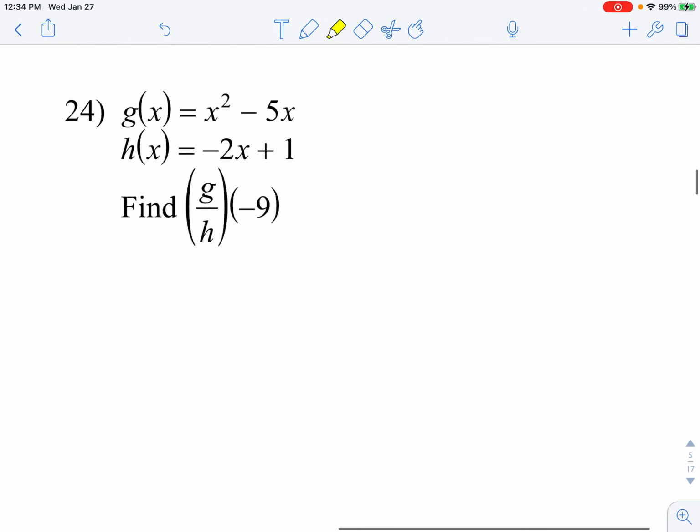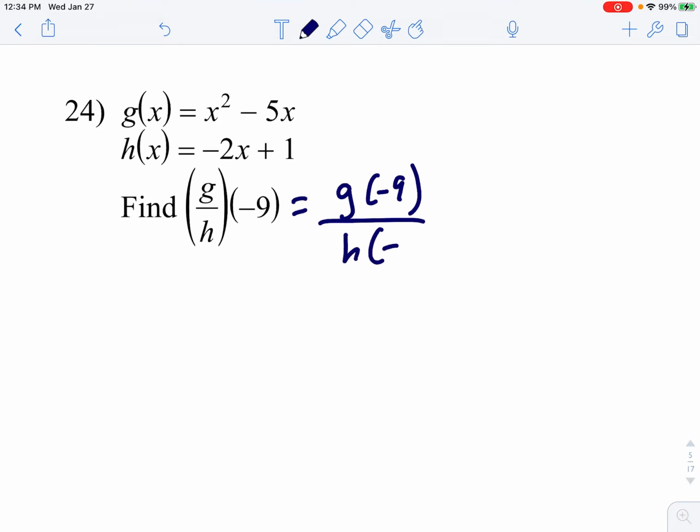Number 24, g divided by h of negative 9. So I got to do g of negative 9 divided by h of negative 9. Now here we don't have to worry about the restricted value. The restricted domain value only happens when there's a variable in the bottom. We're going to have numbers here. It's not even going to be an issue. So watch. Plug in negative 9.